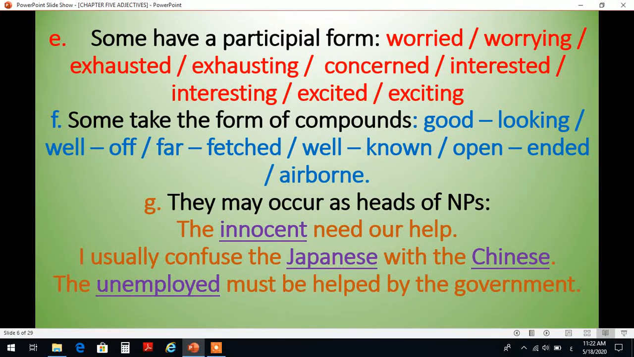Or we say, I usually confuse the Japanese with the Chinese. Also here we have two adjectives, Japanese and Chinese, and there is no noun following them. The unemployed must be helped by the government. Again, we have the adjective unemployed, which is used by itself as head of the noun phrase, and there is no noun following it.